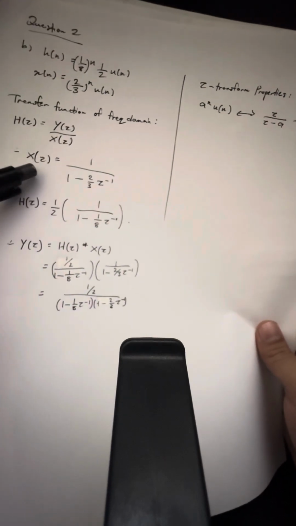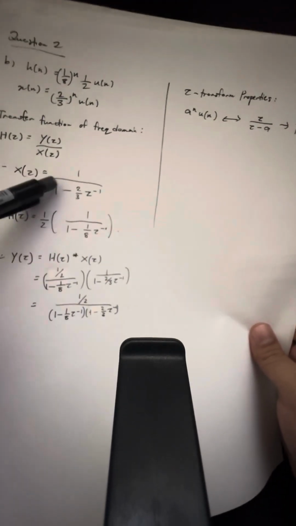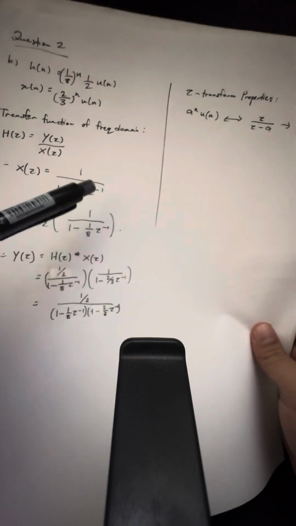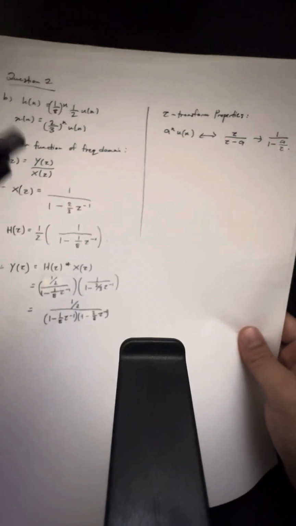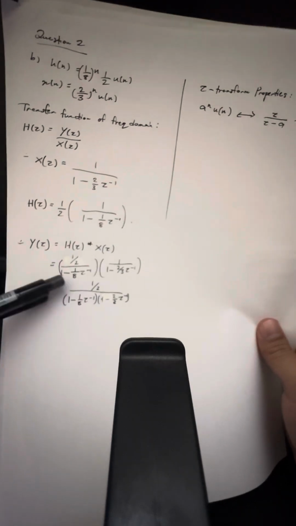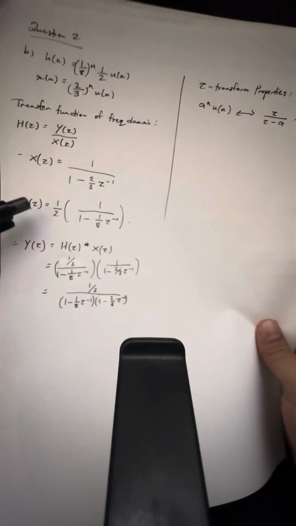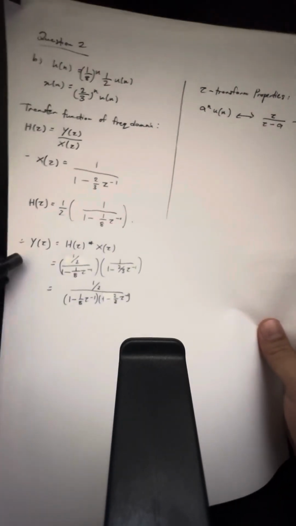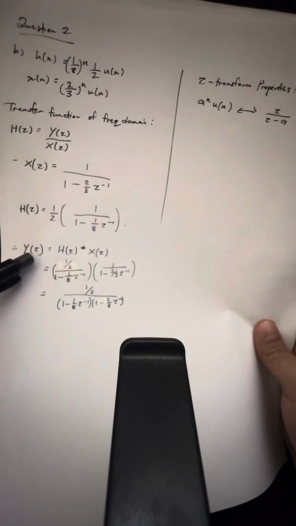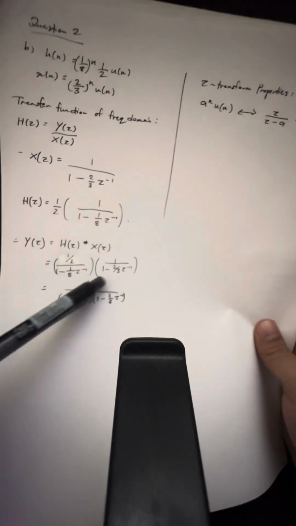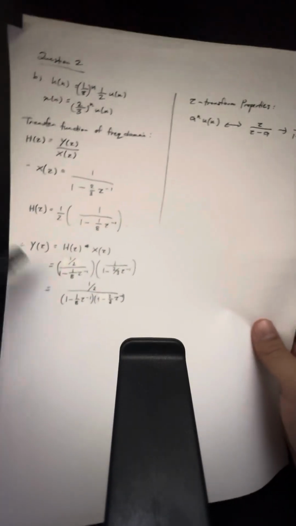So we have x of z, which is 1 over 1 minus 2/3 z to the power of minus 1, because we follow these z transform pairs. Then for y of z, we got this equation, and using the convolution sum properties, we got this frequency domain equation. So that is all.